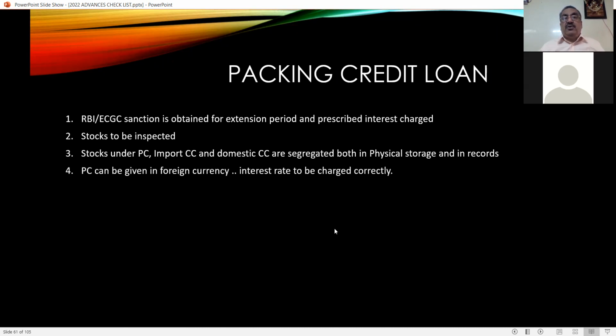And packing credit loan should be given only in foreign currency. Interest rate has to be charged in currency. That is, packing credit loan is being sanctioned to the party in Indian rupee, but when they export the goods, it has to be exported in foreign currency. Whenever foreign currency comes to the bank, and it has to be given credit in packing credit loan, the credit should be given only in foreign currency.